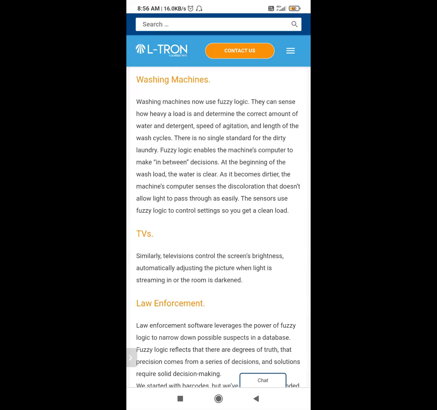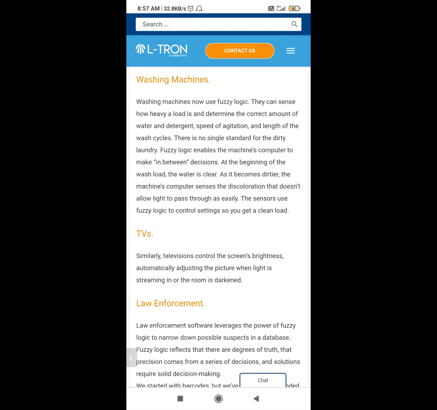It keeps reviewing all these: the amount of water and detergent, at what speed, and for how much time it has to wash the clothes. All these will be sensed by the washing machine, and it also senses the load, that is, how much load has been kept in the washing machine. There is no single standard for dirty laundry. Fuzzy logic enables the machine's computer to make in-between decisions.